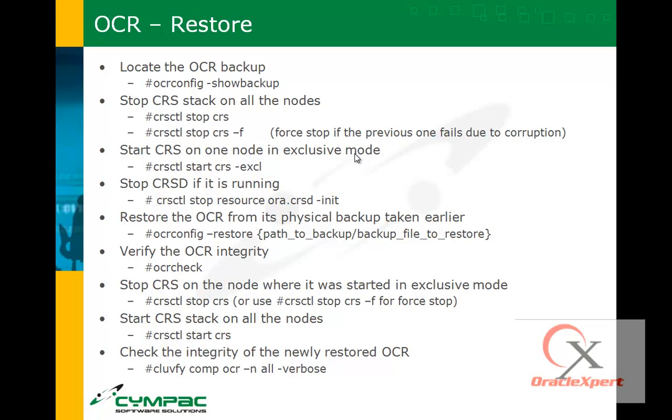Once done, on any one node, I am assuming alpha, start the CRS on one node in exclusive mode by saying crsctl start crs -excl. Exclusive mode means no other system can now start the clusterware stack. Anyways, they won't be able to, because only some processes will start. Not everything that is possible on a clusterware will start, because the information was in OCR and OCR itself is missing. So start it only on one node, saying exclusive.